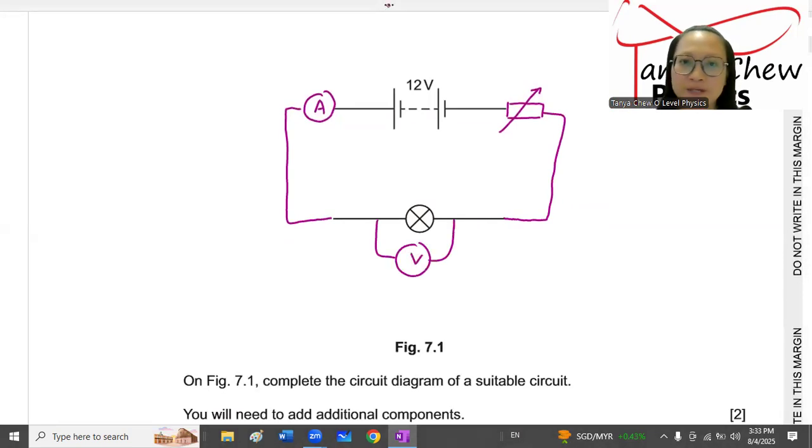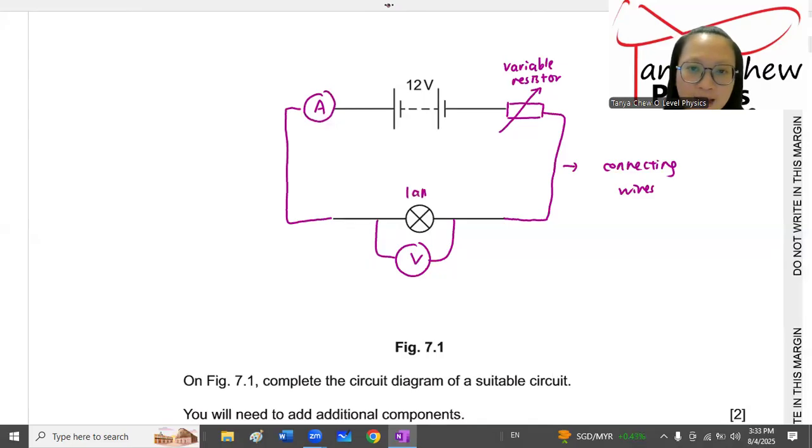Don't just stop there because I need to label. This is called a variable resistor. And this is called connecting wires. This is a lamp. This is the voltmeter. This is definitely the ammeter, and I am done with my circuit diagram.